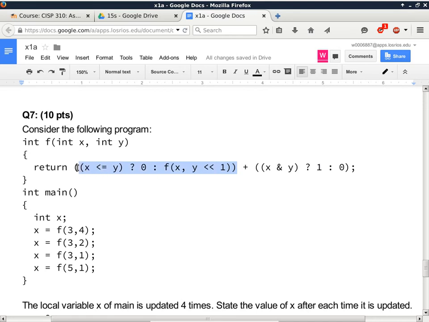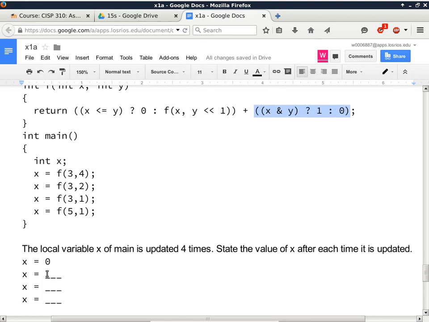The first ternary operator has a value of 0. The second ternary operator has a value of 1. 0 plus 1 is 1, and as a result, the second time you update x, it becomes a value of 1. Okay? So knowing that, you move on to the third one.